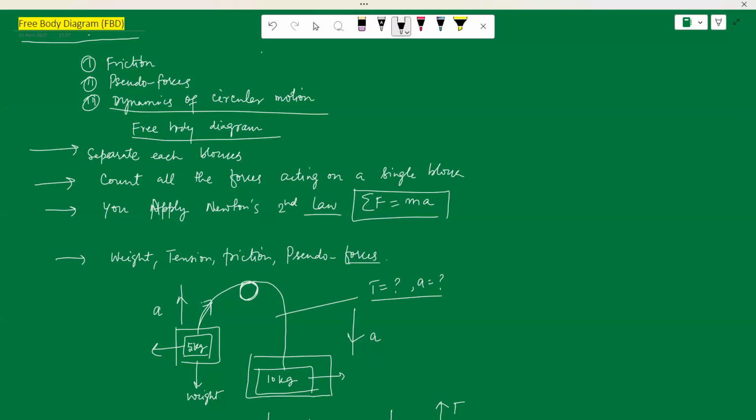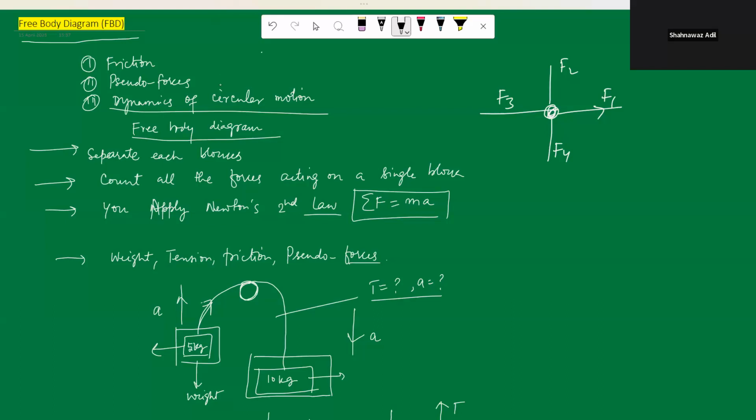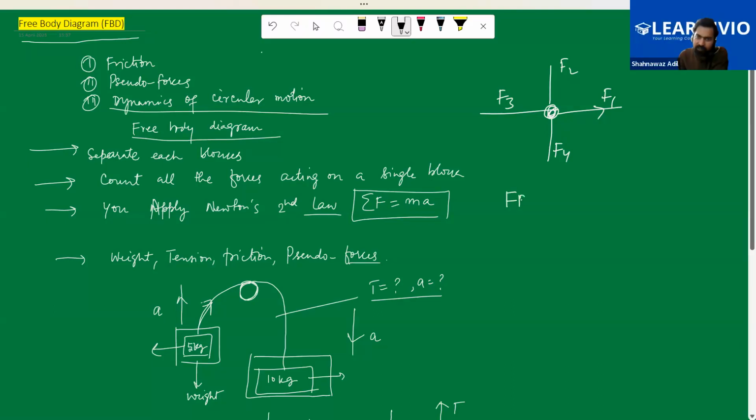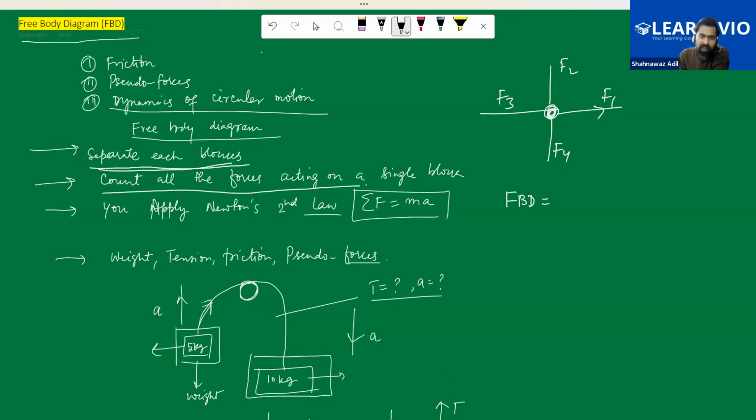In the free body diagram, Nabil, what we have learned is that if we have a block, and on this block whatever forces are acting, let's say F1, F2, F3, F4, in the free body diagram we write all the forces acting on it externally. We write each block separately, count all the forces acting on that single block, and then apply the second law.